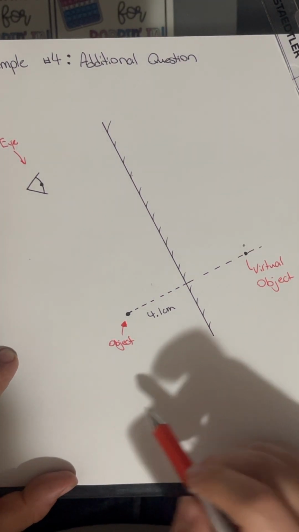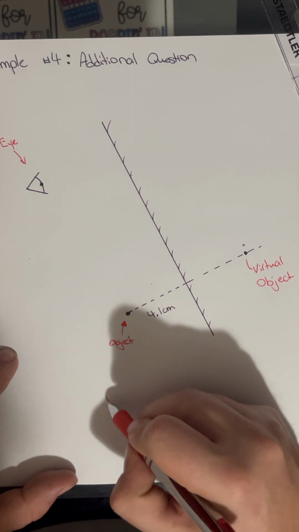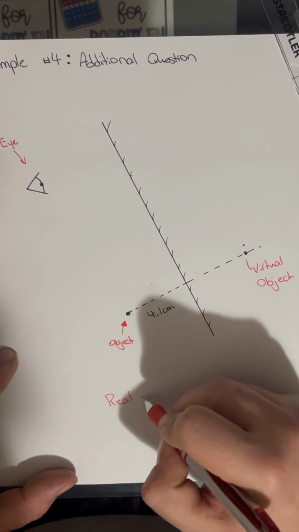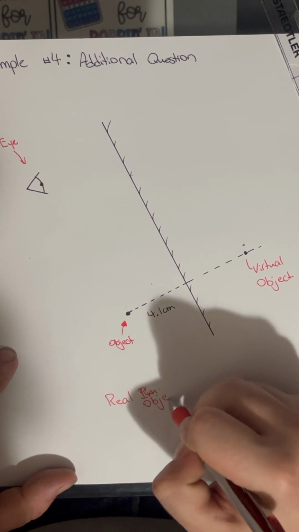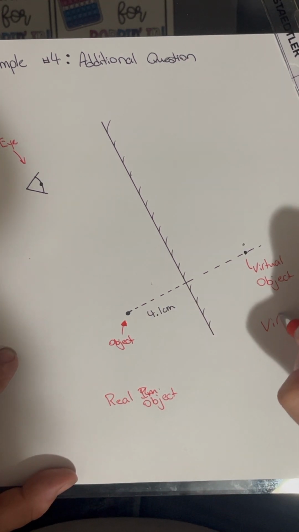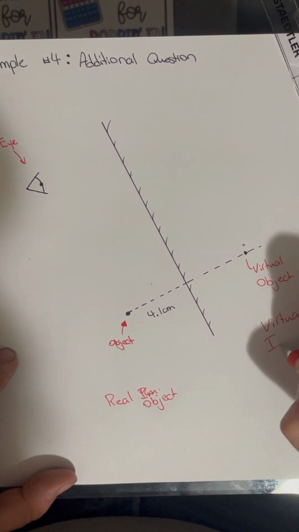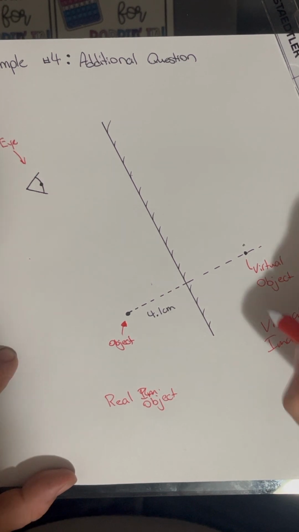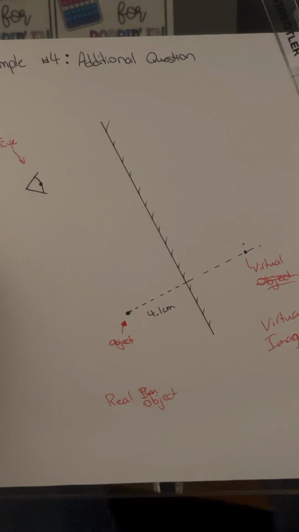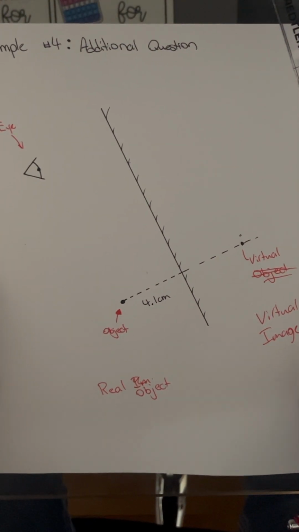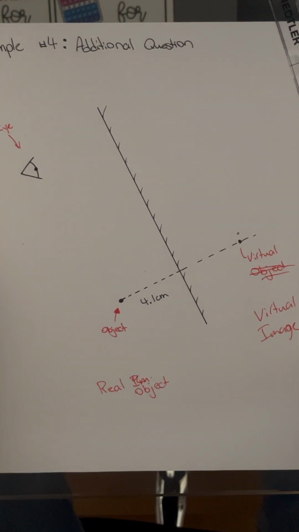Again, remember, if we are talking about our objects, this is my real object, and this is my virtual image. I really shouldn't say object there because it is an image. It is not actually the object itself. So I'm just going to clarify that.